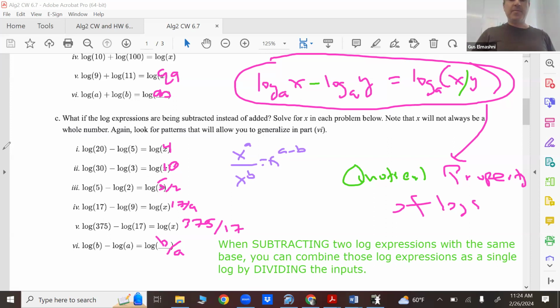Questions? Yeah, Hunter, go ahead. Product property is called... yeah. It's called the quotient property, because quotient is when you divide.